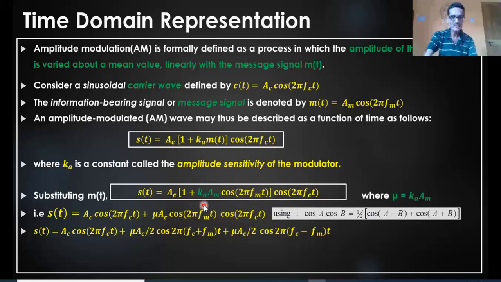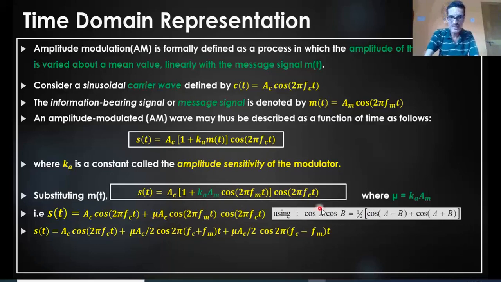Fine. Next, I multiply this term Ac with this particular term. I will expand this term. So what I'll get is Ac cos 2 pi fc t. The second term over here is Ka Am Ac cos 2 pi fm t cos 2 pi fc t. That's what I have, and I have replaced that Ka Am by mu over here. Okay, so I get two terms.